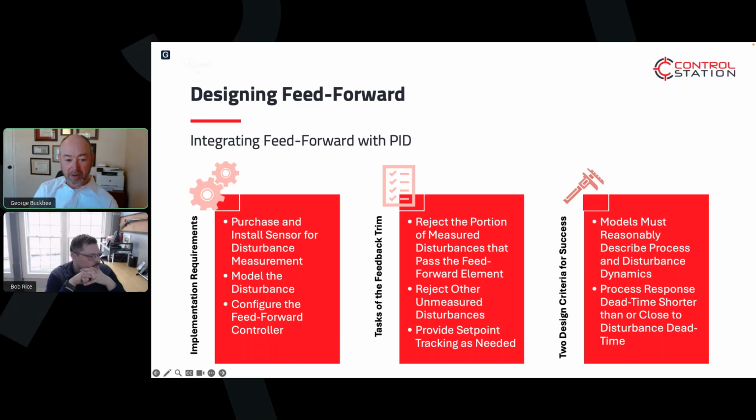Then you need to do a model of the disturbance, as we just said. When that disturbance happens, how much is the process affected? Now you can actually use historical data to do that as well. Once you've got your sensor in place and you just monitor your process over a period of time, you'll start to see the impact that it has. And then you can build and configure that feed forward controller.